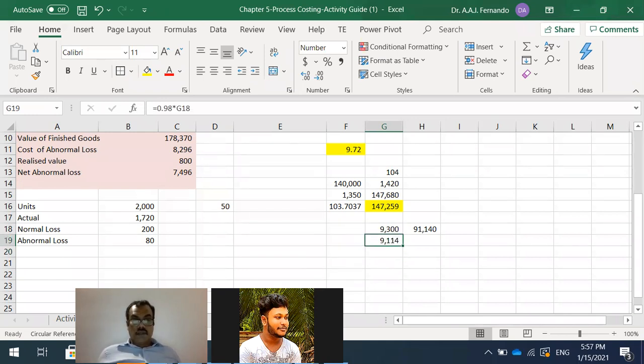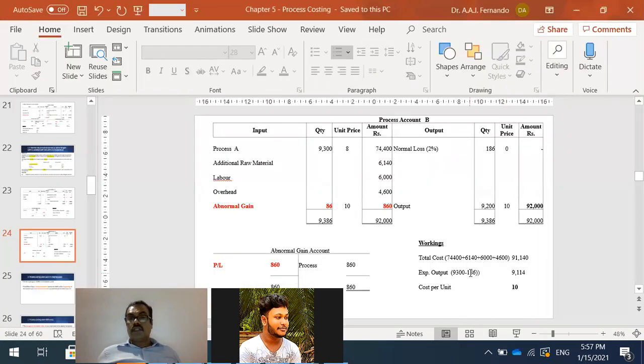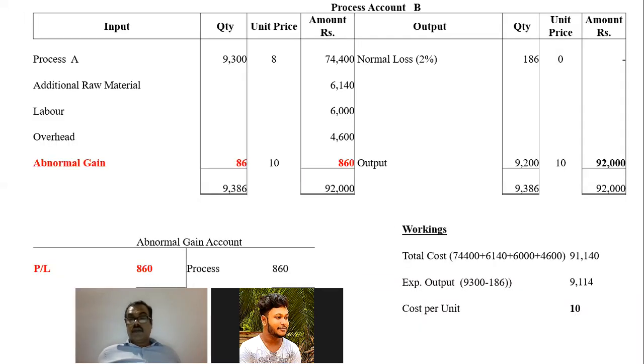Expected units. I just wondered whether this is actual. So this is the expected units. Expected unit is 9,114. This is divided by exactly 10. It's correct. Calculation is correct. I was just worried thinking that this is the actual. Actual is 9,200. So always follow the rule that the expected units, then you split.